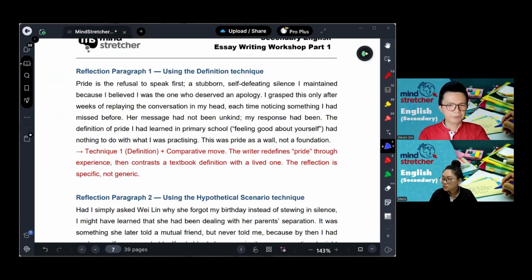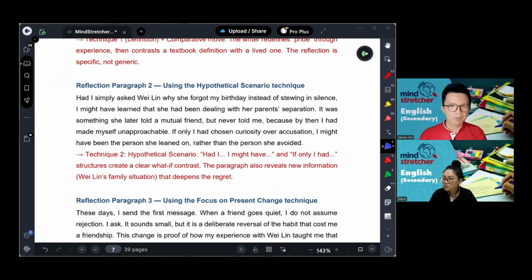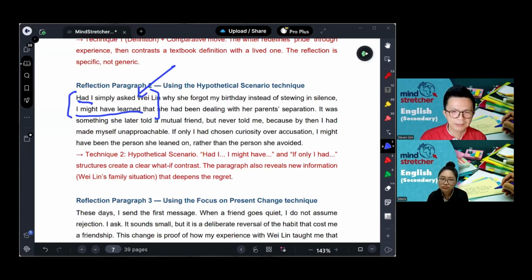And then you go into the reflection. Reflection technique number one, again, we can use definition of pride. This was about pride. And then a hypothetical scenario: had I done this, I might have learned this. This particular type of sentence structure, I bet that you have never used it before, but I can also bet that you have come across it before, for your synthesis and transformation.